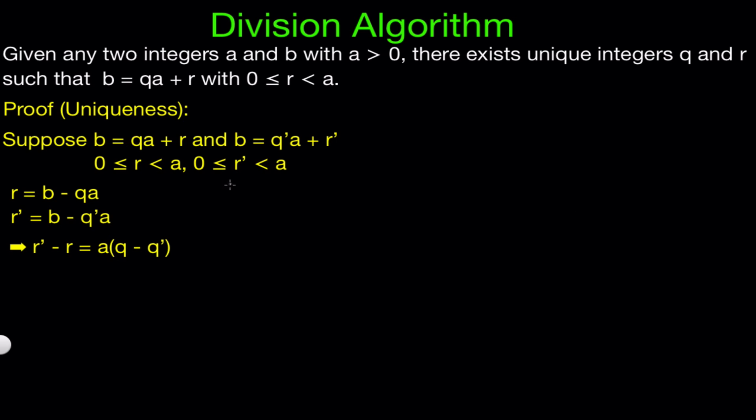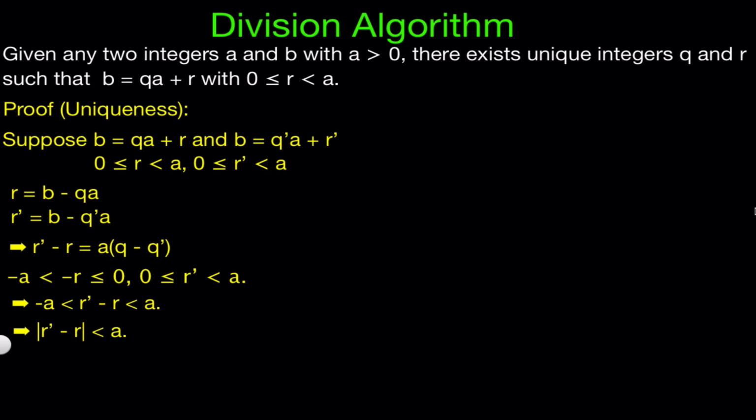Now I'm going to change up these inequalities here just a little bit to make it easier to see. I'm going to multiply this first one here by a negative sign, and we'll get that negative R is greater than negative A and less than or equal to 0. And the second one will remain the same, so we'll have R prime is greater than or equal to 0 and less than A. Now if we add these together, we can see that R prime minus R is in between negative A and positive A, and this is just the same thing as saying that the absolute value of R prime minus R is less than A.